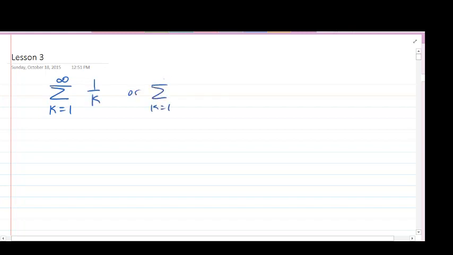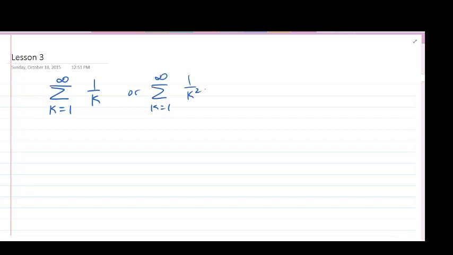Let me think for just a second about what we've been talking about, what we've been looking at. So we've been doing, say, the summation as k goes from 1 to infinity of 1 over k, or the summation as k goes from 1 to infinity, say, 1 over k squared. And then we talk about whether that series converges or diverges.